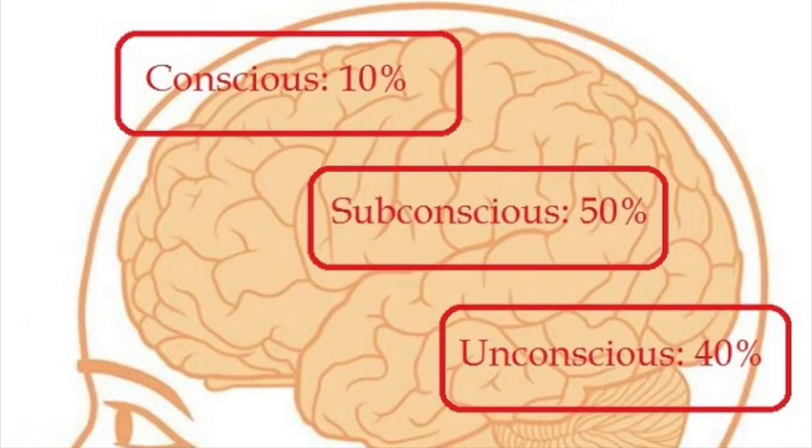So as experts tell us, there are three levels or three layers of brain we have: conscious mind, subconscious mind, and unconscious mind. The conscious mind is the mind we are always thinking in. This is the active part of the brain. So right now I'm talking, you are listening, we are using our conscious mind. Subconscious mind is in the background. We don't have much control on it.